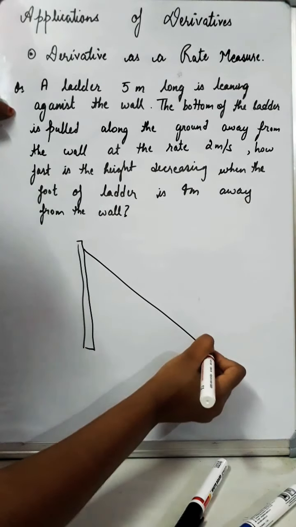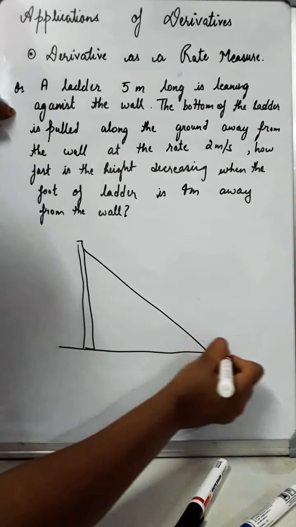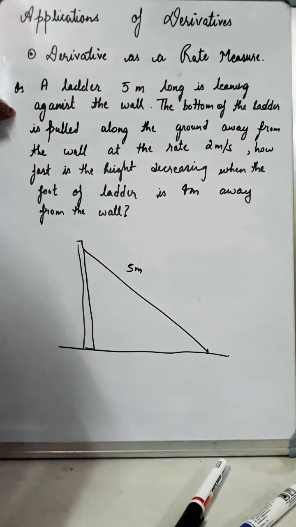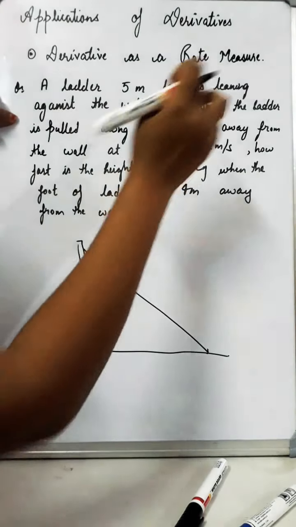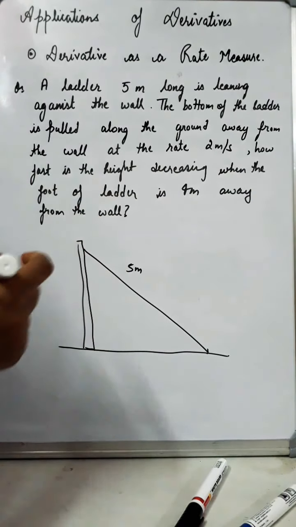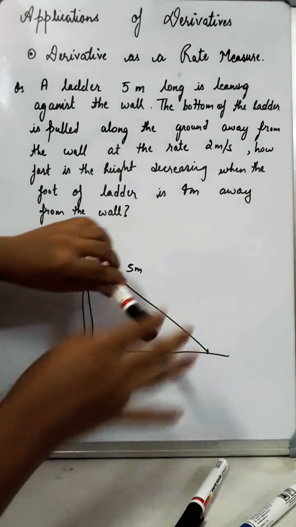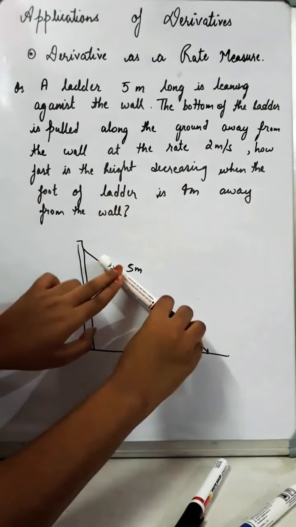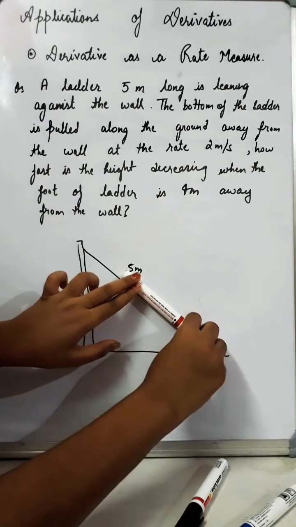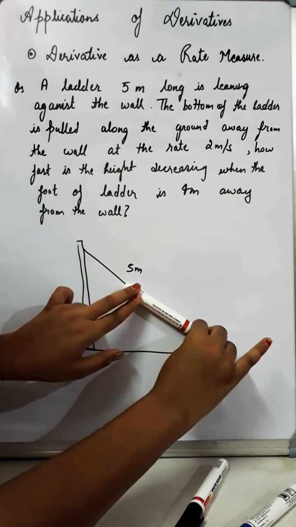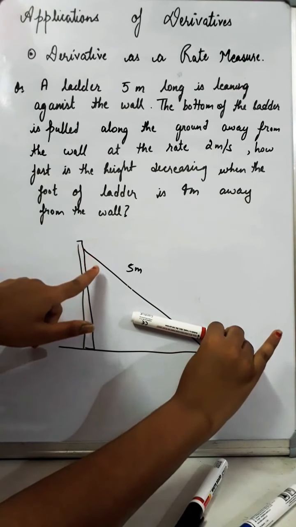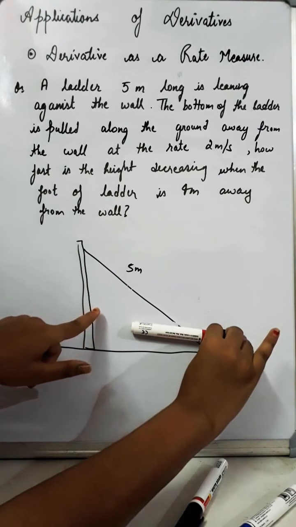Suppose this is a ladder. This is your ground. The length of your ladder is 5 meter. The bottom of the ladder is pulled along the ground away from the wall at the rate 2 meter per second. That means if this is your ladder, I am dragging it along the ground. So if I drag this away from the wall, you will see as I am dragging it, the height is decreasing, right?